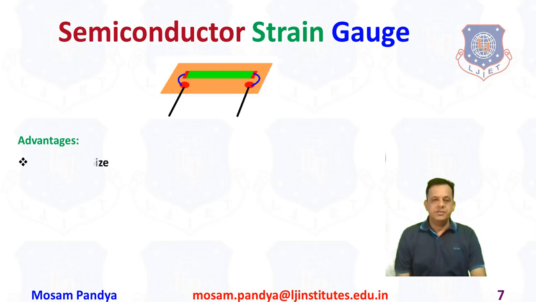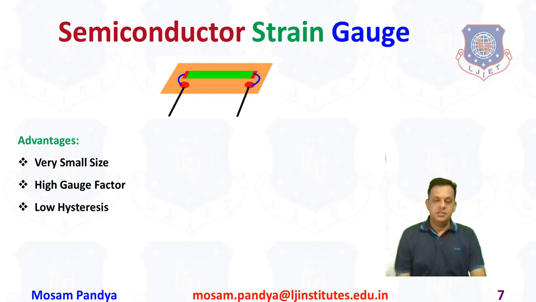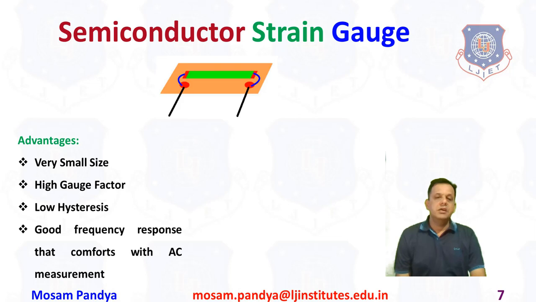So what are the advantages? Very small size, high gauge factor. I hope you remember gauge factor. Then low hysteresis. Then a very good frequency response that comforts with the AC measurement. See, in the previous sessions we saw that Wheatstone bridge was used, and we were using a DC supply of 5 to 10 volts. Here you can use it with the AC measurement.